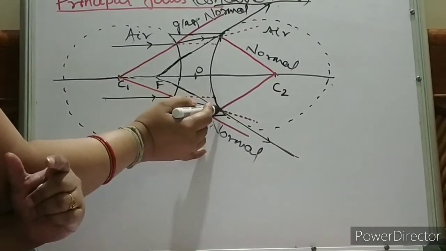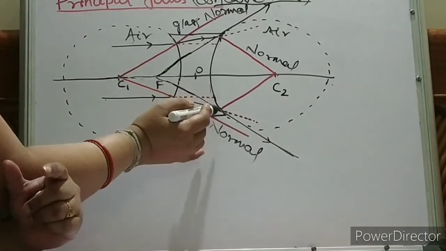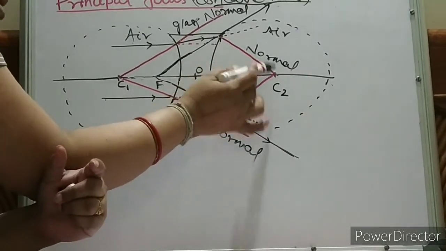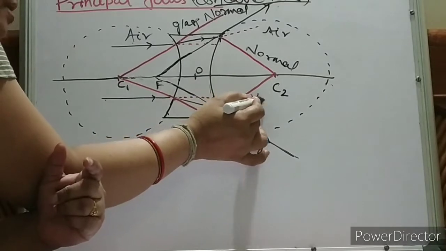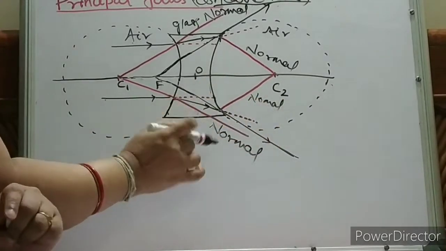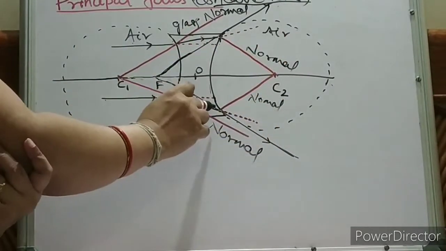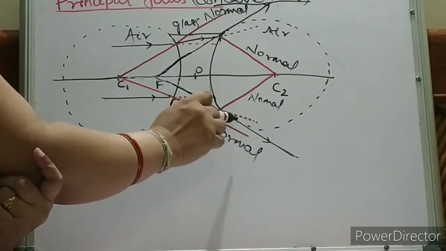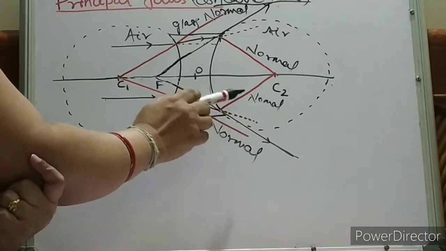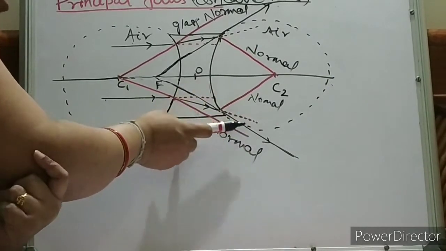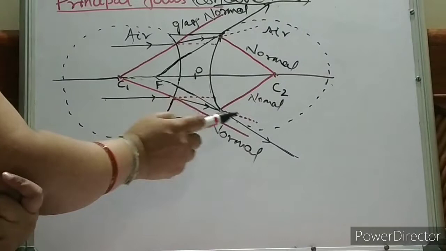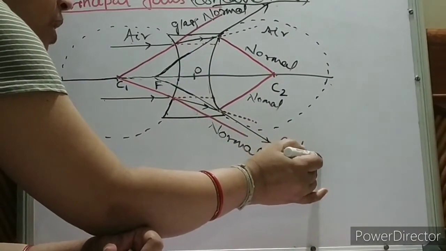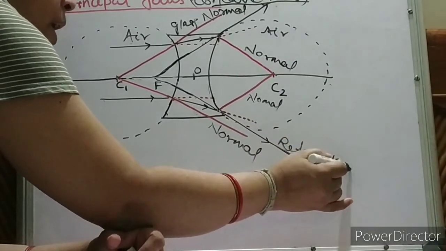Then at this point we have to draw the normal. How to draw the normal? Join the point where the ray strikes to the center of curvature. So this is another normal. And if there is no change in medium, the ray would have taken an undeviated path like this. Since it is changing the medium, the ray will bend away from the normal. So it is going away from the normal. So this is your refracted ray. Okay, children, this is your refracted ray.